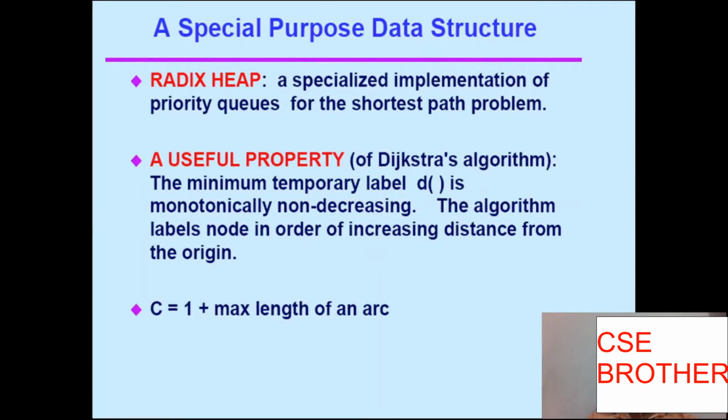Radix heap is a specialized implementation of priority queues for the shortest path problem. A useful property of Dijkstra's algorithm: the algorithm labels nodes in order of increasing distance from the origin.